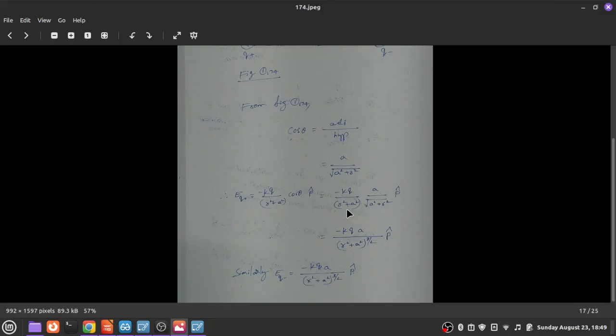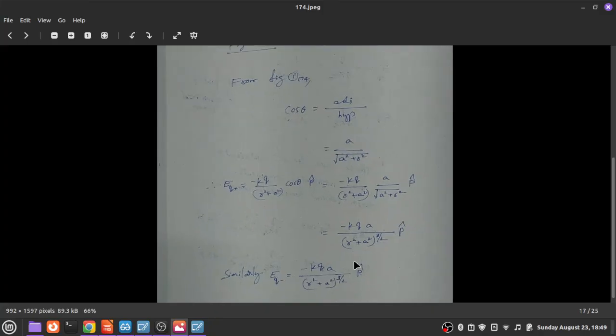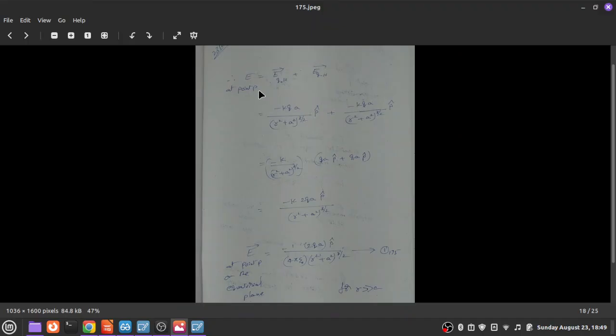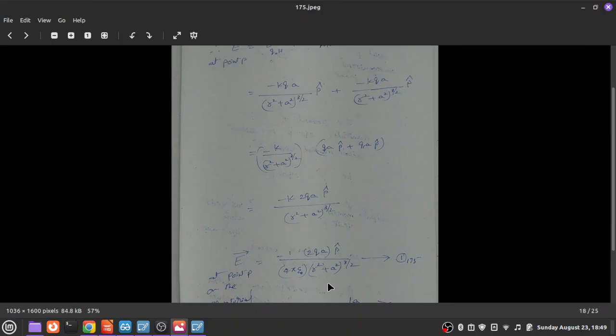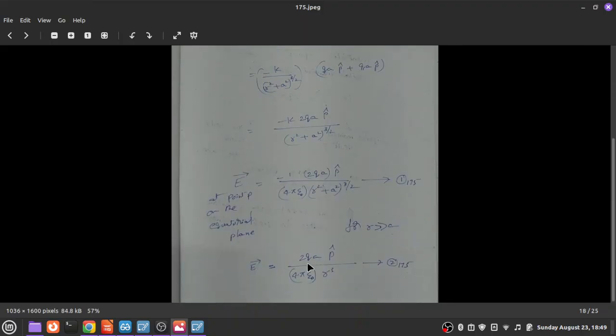See that in the bottom, r square plus a square. Another factor is root of a square plus r square. So when you combine them, it becomes a square plus r square whole to the power of 1 by 2, and 1 by 2 plus 1 is equal to 3 by 2. That is why you are getting E_Q minus equal to minus kqa by r square plus a square to the power 3 by 2. Therefore, when you add all these things, the total electric field is E_QH plus E_QH minus. If you add all those, you get the final expression: on the equatorial plane, the electric field is 2qa p hat divided by 4 pi epsilon naught r cubed. This is what you are going to get.